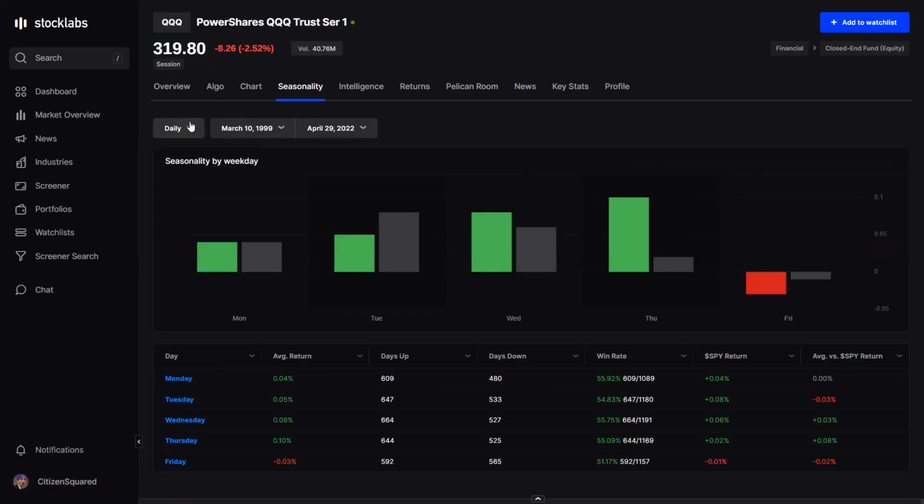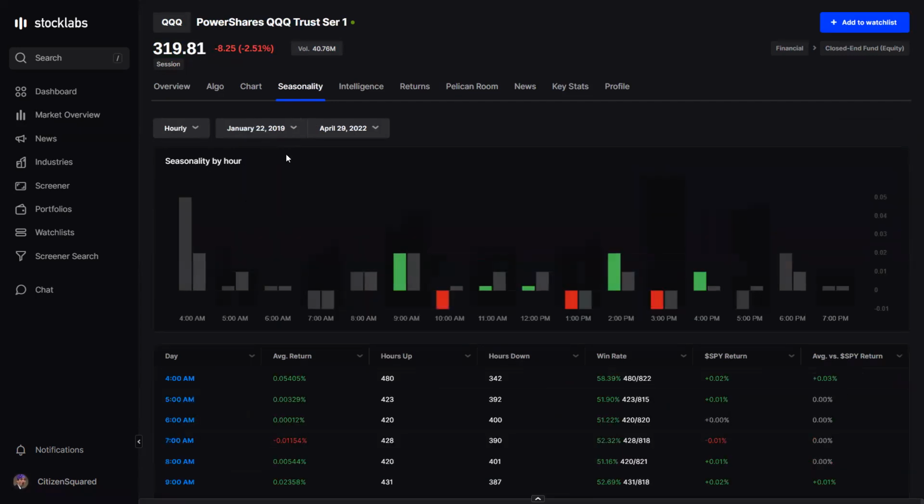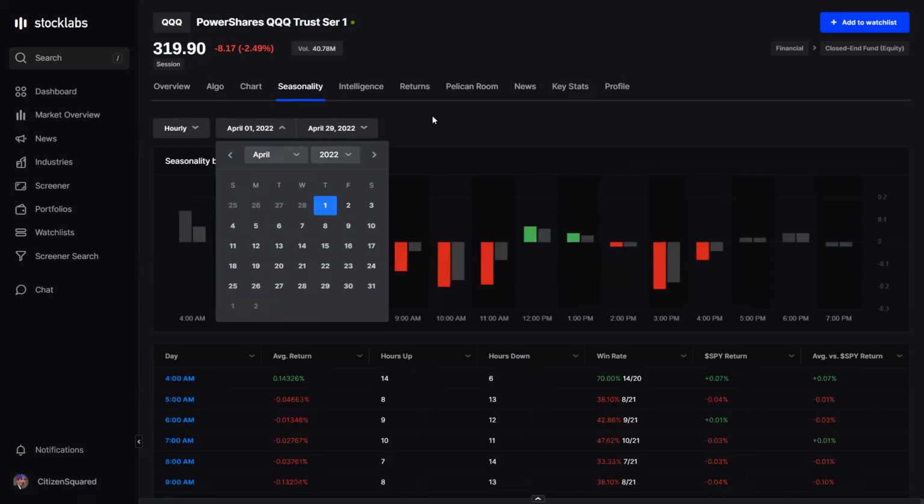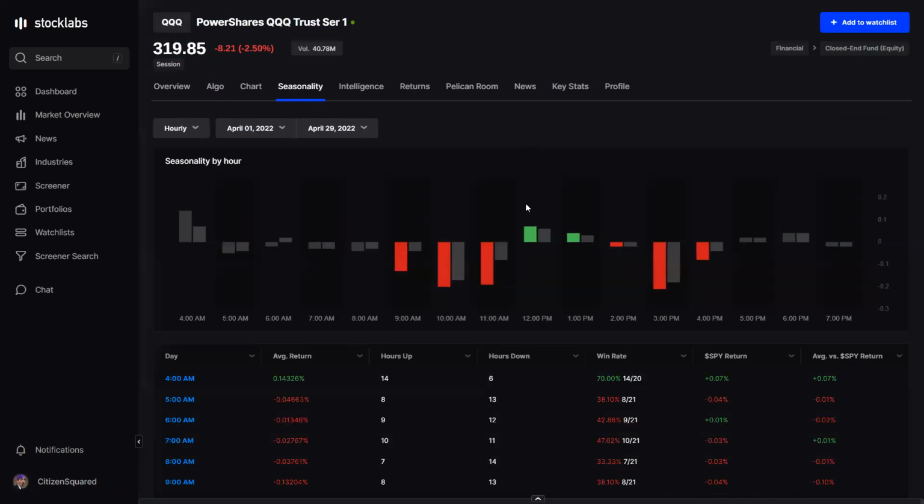And I can adjust the time period, but I'll just go all the way down to hourly. And I want this year, let's do this month. So April 1st to April 29th. So these are the returns by hour of the day for the Qs.